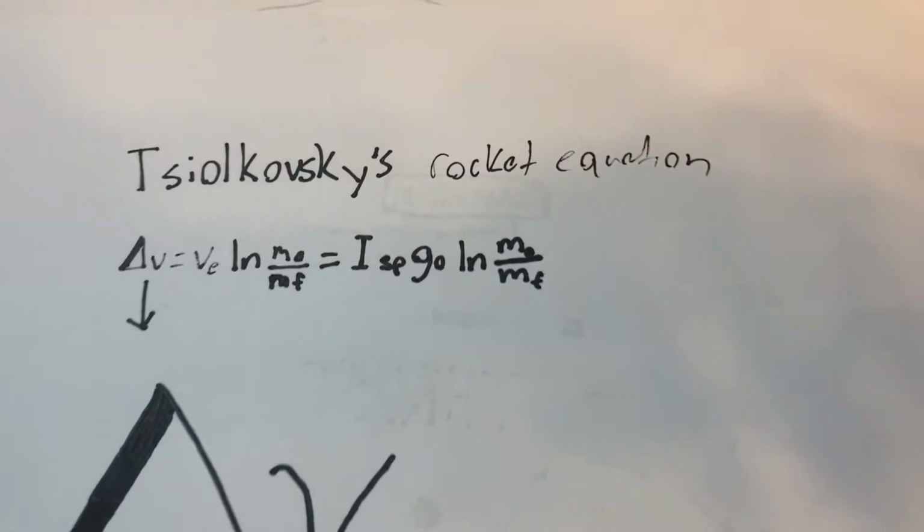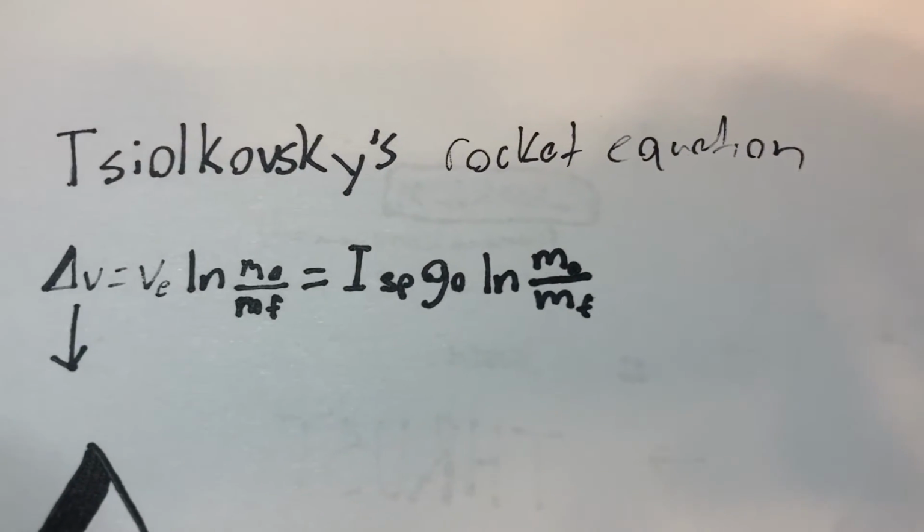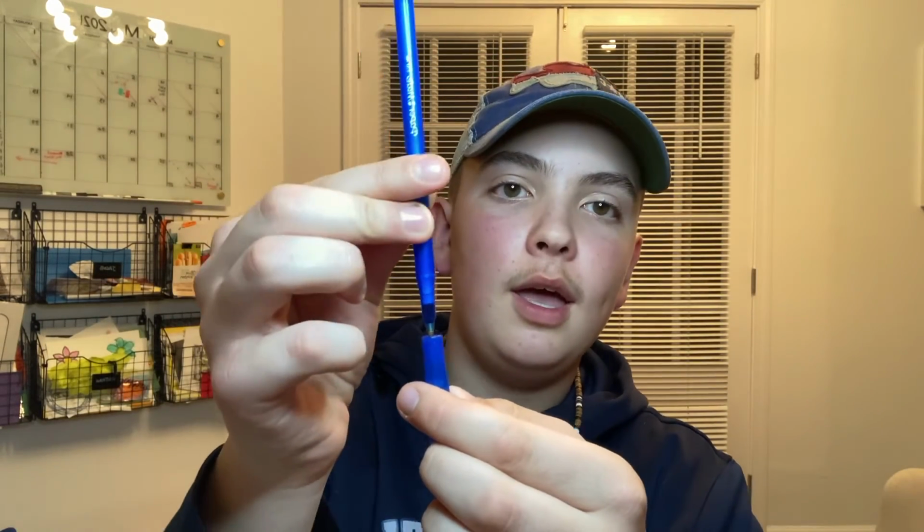There's a lot more about Tsiolkovsky's rocket equation that I may explain in a later video. So, to give you a little display of how a rocket's gimbal system works, I have this pen and its cap inverted to go on the ball point and tilt whichever way you need it to.